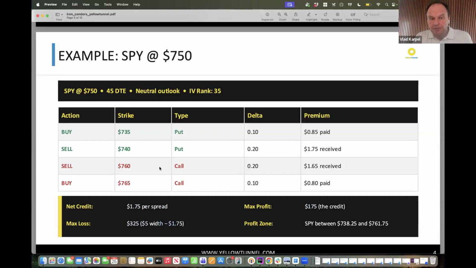The width of the strikes, I'm doing a $5 spread on each leg. If it was a $10 strike, then it would be $10 minus the credit, but it's the difference in strikes minus the credit you receive, right? And then you have your profit zone. If we drop close to 735 or we go higher than 761.75, the credit that you receive at $1.75, then you're going to start losing money.